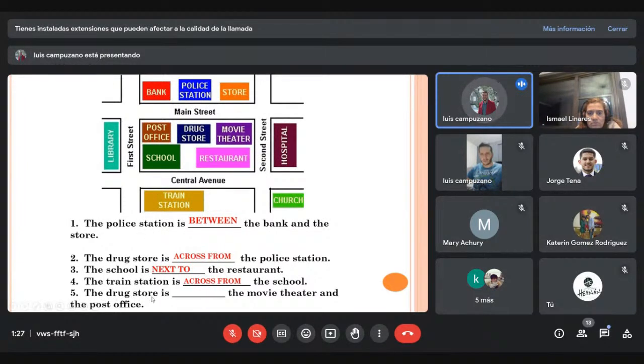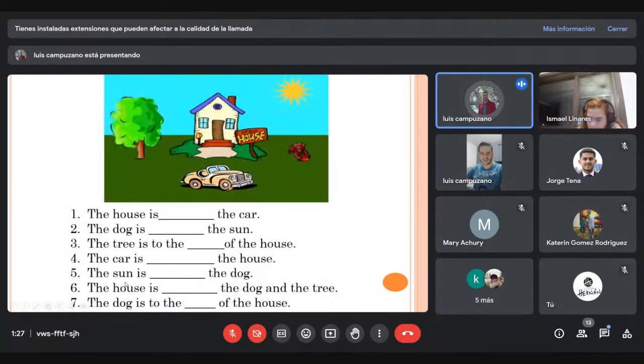Beatriz, you want to try number 5? The drugstore is the movie theater and the post office. So here is the drugstore, and here's the movie theater, and here's the post office. What can we use here, Beatriz, to complete the sentence? The drugstore is between the movie theater and the post office. That is correct. Good job. Thank you so much for your participation.